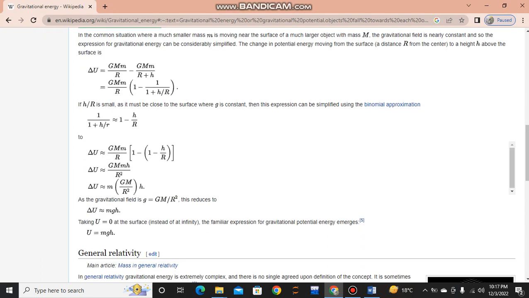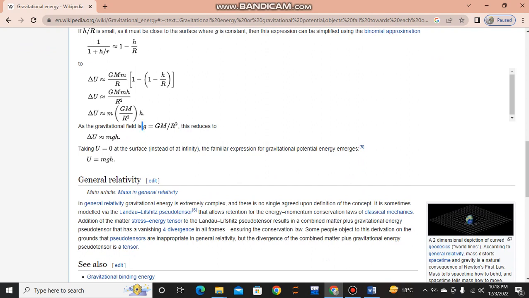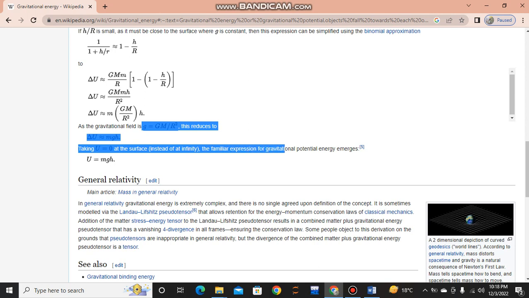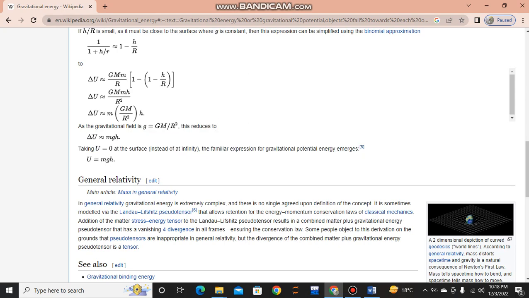As the gravitational field g is equal to G M over r square, this reduces to delta U approximately mgh, taking U is equal to 0 at the surface instead of at infinity. The familiar expression of the gravitational potential energy emerges: U is equal to mgh.